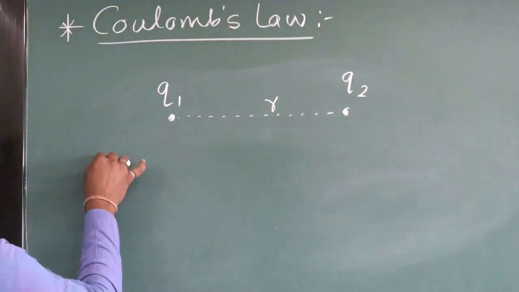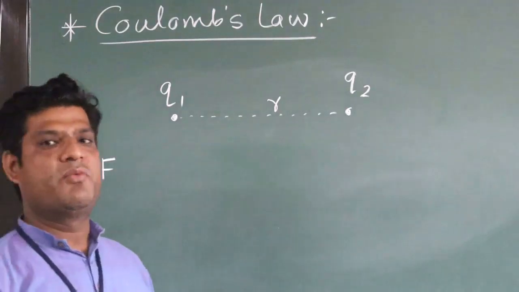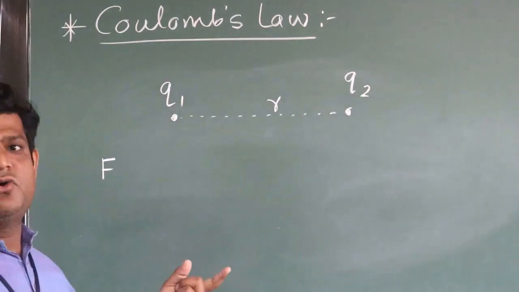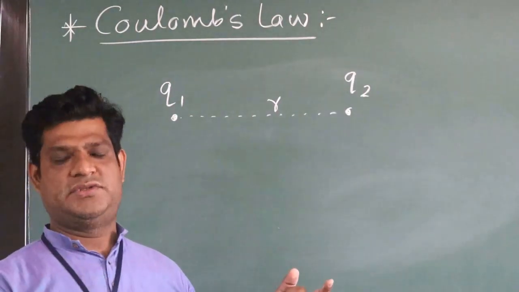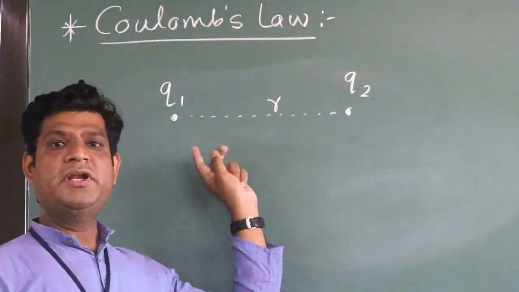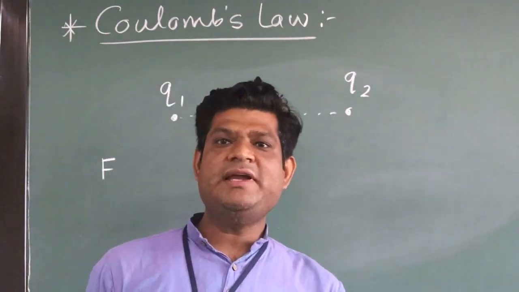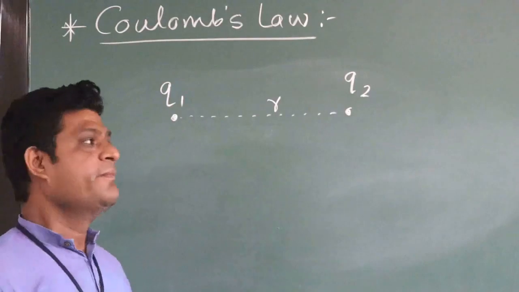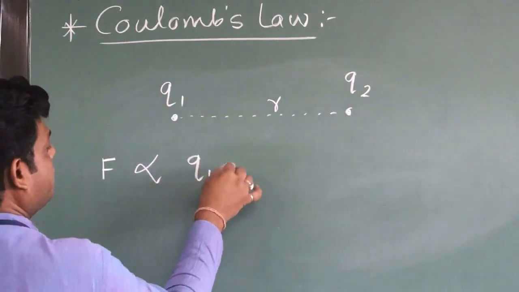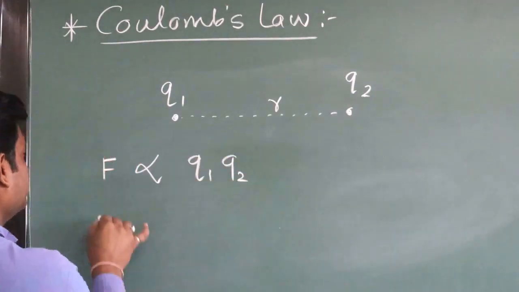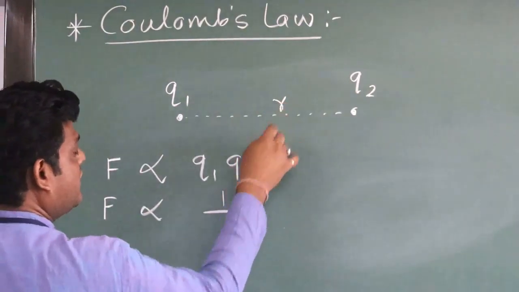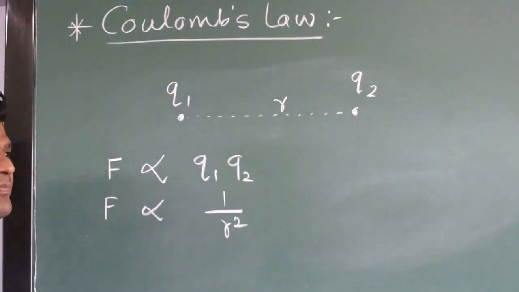Here we are going to see the mathematical statement of Coulomb's law. This F is known as the Coulombian force, also known as the electrostatic force. Why is it known as the electrostatic force? Because it is the force between two static charges. This force is directly proportional to the product of their charges Q1 and Q2, and this Coulombian or electrostatic force is inversely proportional to the square of the distance between them.